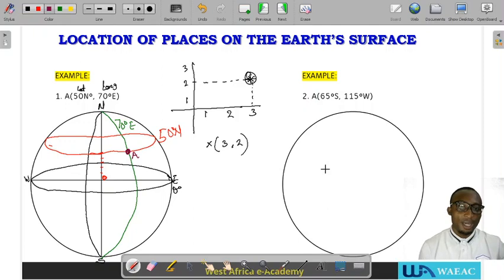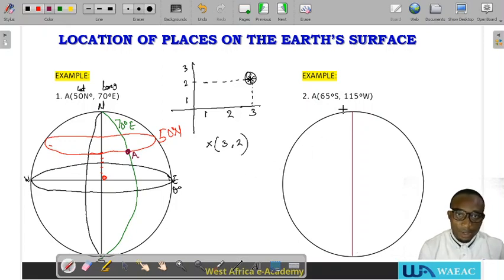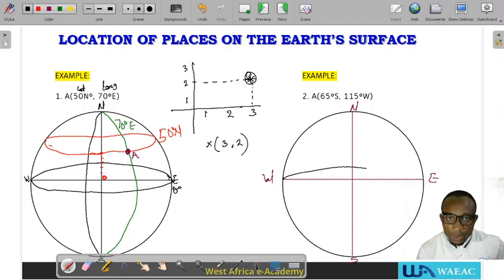Let's check the second example. Don't forget, the first thing you need to do is to introduce the polar axis from north to south. After that, the west to east axis. After that, the next thing we need to do is our equator. So let's bring in our equator here.